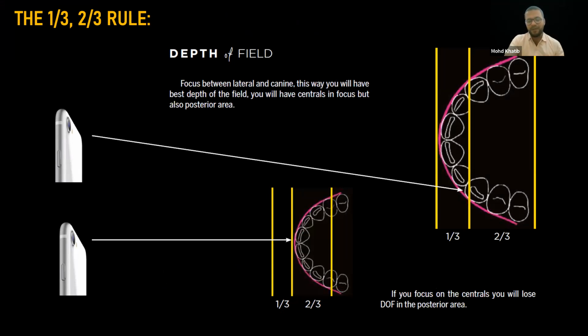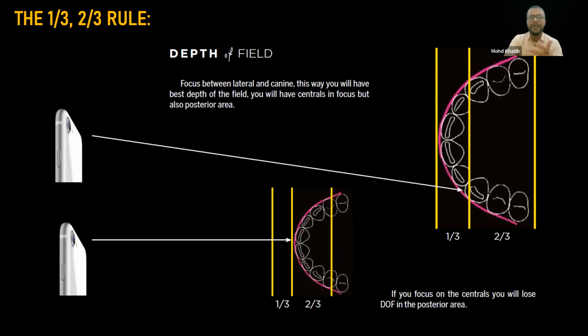So when you want to click a photograph, what we always do, either as a DSLR or a smartphone user, is focus on the central incisor. So there's a concept: from the focal point, 1/3 anterior and 2/3 posterior will be in focus. For example, if you focus on the central incisor, the 1/3 anterior is gone, and 2/3 posterior means till the premolar or canine, you will get focus. That's why when you click on the central incisor, you will get a proper image till the canine.